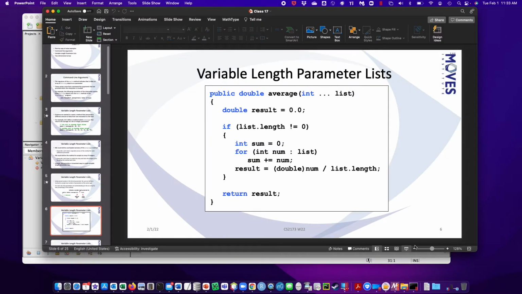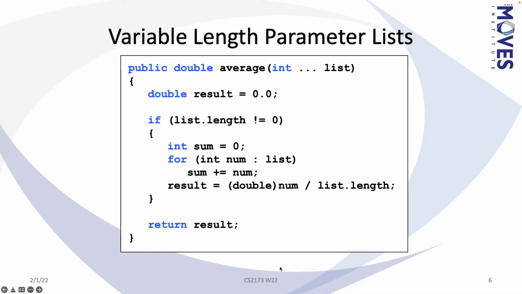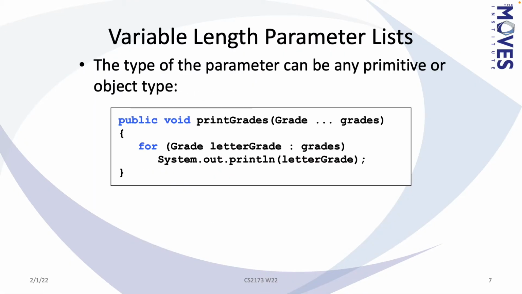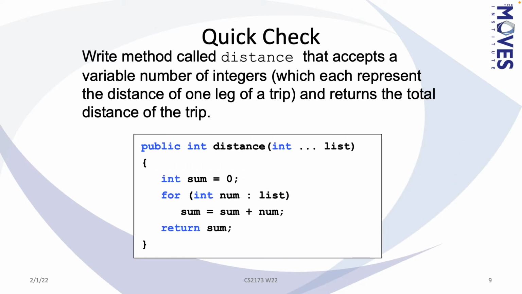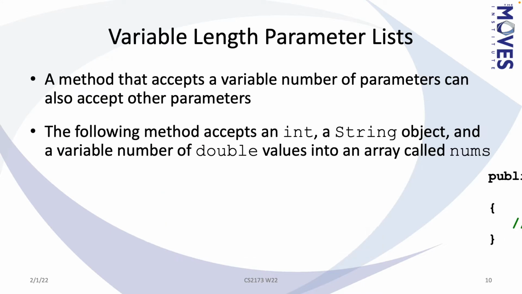Okay, here's just another example of using an object. We can use an object for the variable arguments. That's okay. Distance returns the sum. Again, very straightforward.